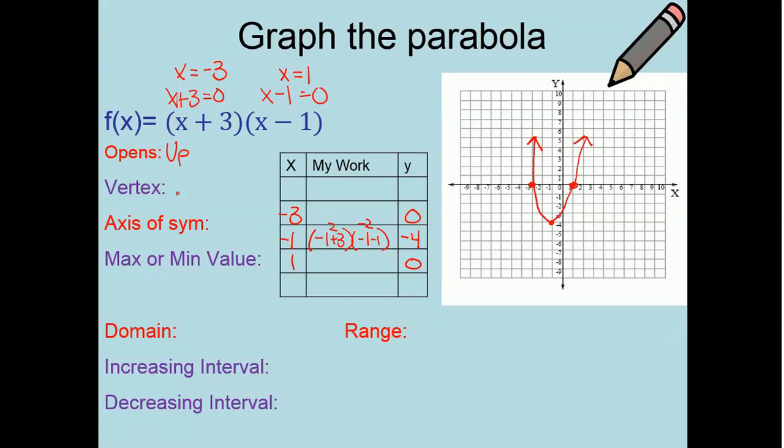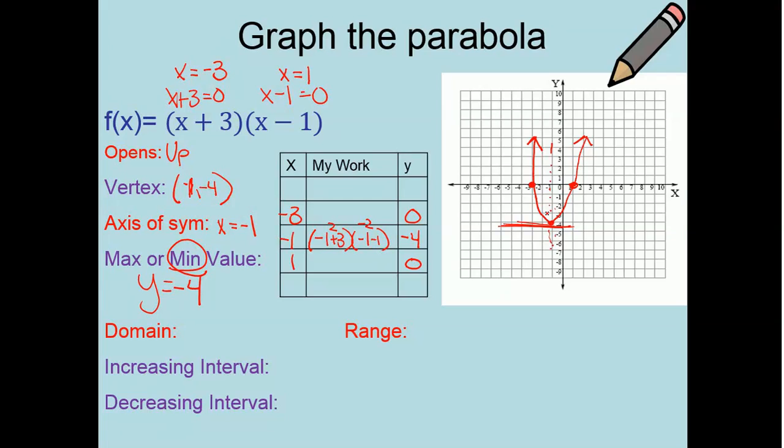Opens up. My vertex, we found it. It's in the middle here. -1, -4. Yeah, it's a really bad one. Axis of symmetry. Could fold it right here. That looks like it's x equals -1. Looks like I have a minimum value. The lowest y value I hit is -4. So y equals -4.